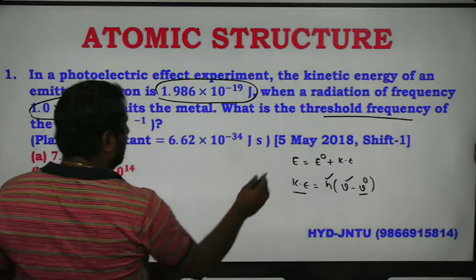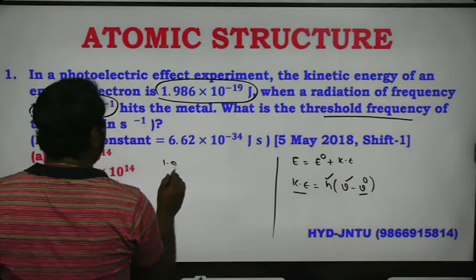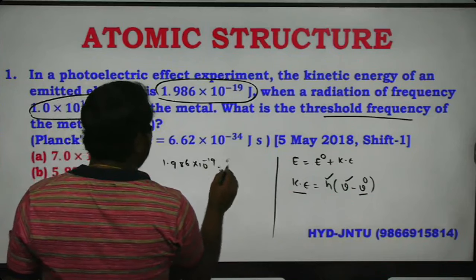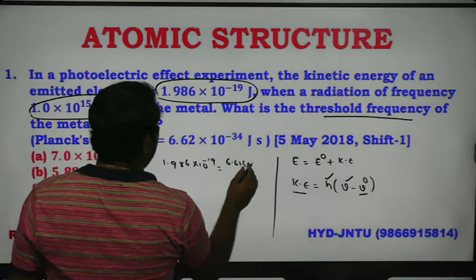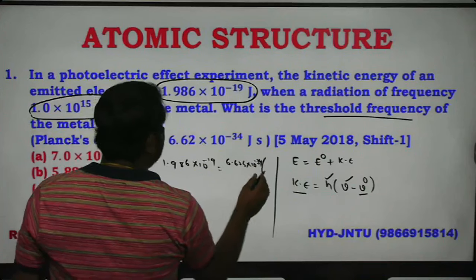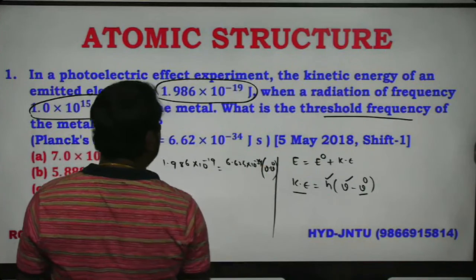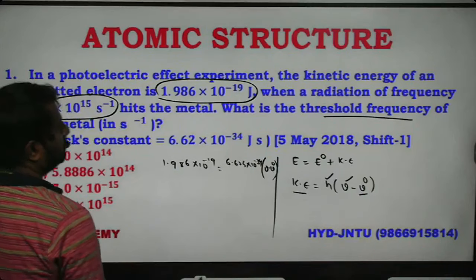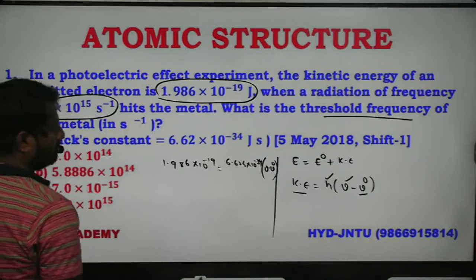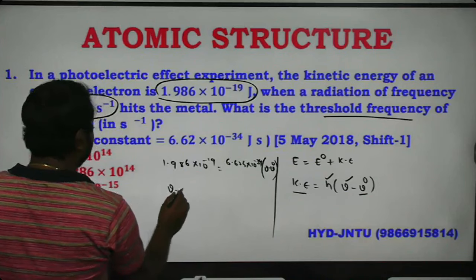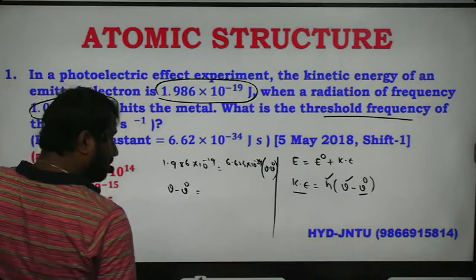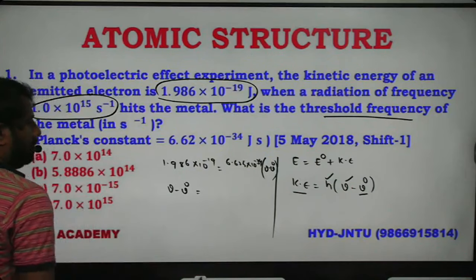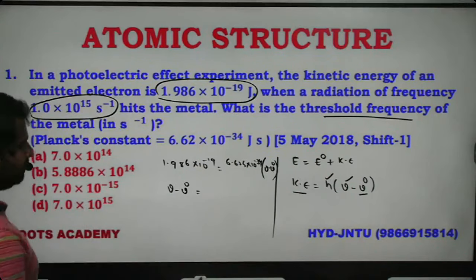So substitute. Kinetic energy, how much value given? 1.986 into 10 power minus 19 joules. This h value 6.625 into 10 power minus 34. This is nu minus nu naught. You can keep like this. Simplify చేయండి. Then nu minus nu naught is 1 into 1.986 by 6.625.